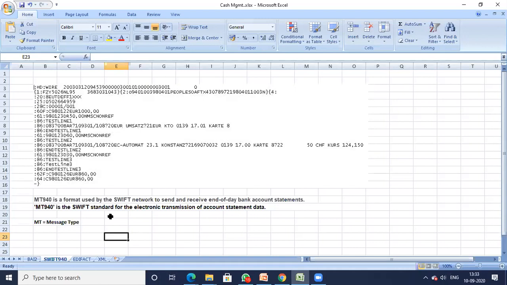No, ma'am. Okay, fine. SWIFT stands for Society for Worldwide Interbank Financial Telecommunication. They are also known as international wires, a type of international transfer sent via the international payment network. This is what Swift 940 is. Under that, you get MT 940, which is a format used by the Swift network to send and receive end of day bank statements. MT means message type. These are usually the terminologies used by companies when they're importing bank statements into the cash management system. So these are the file formats.